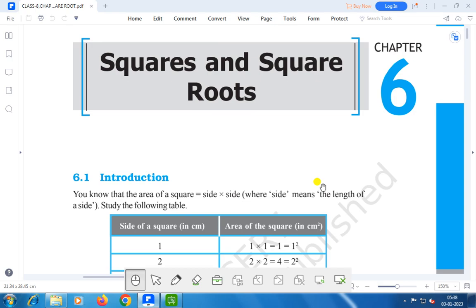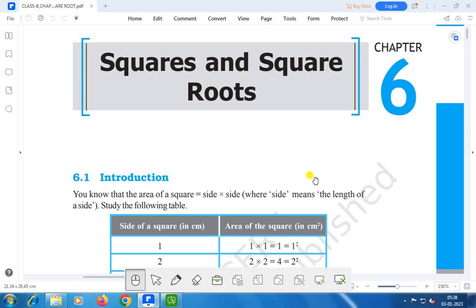Hello everyone. Today we shall discuss squares and square roots of chapter 6. Today we will give the introduction of squares and square roots.